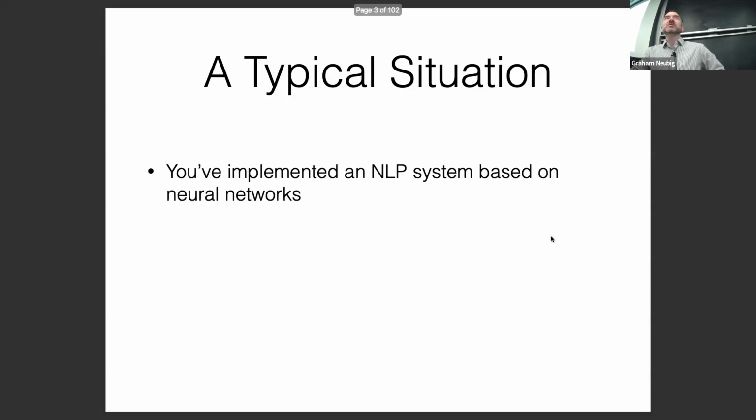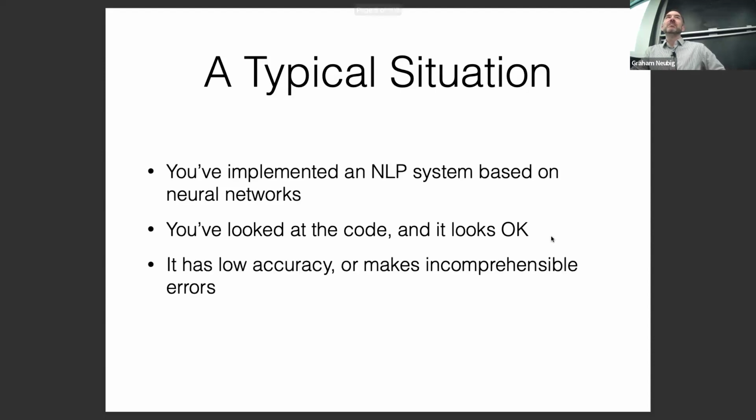So a typical situation is you've implemented some NLP system, based on neural networks, of course, because that's what we use nowadays. And you've looked at the code, it basically looks okay, but it has low accuracy or it makes incomprehensible errors. And you would like to fix these, or you'd like to improve the accuracy or something like that. And so what do I do?